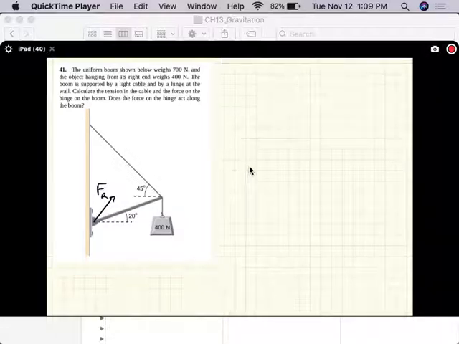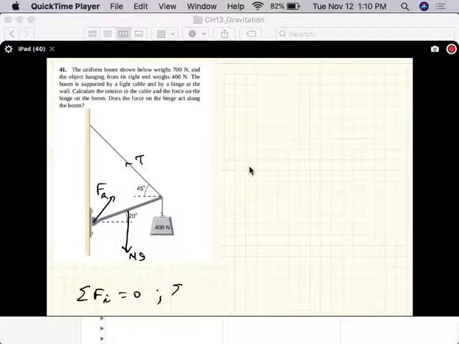We'll call that. Here's the weight of the boom and tension in the cable. So here are the four forces acting on this boom: 1, 2, 3, 4. And for this problem, we might have to apply both of the equations.